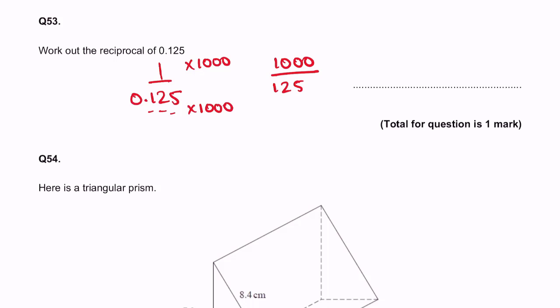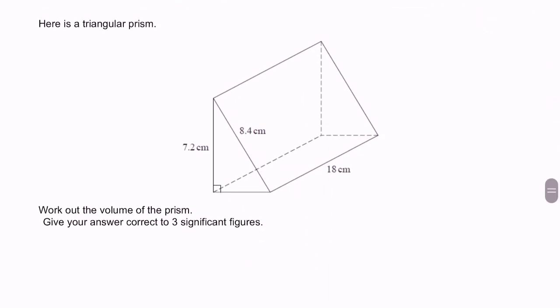125. Now we need to simplify this fraction. A good way to simplify a fraction is to press the fraction button on your calculator, type in the fraction and press equals, and that will give you the simplified answer. Or 1000 divided by 125 is 8. Okay, and that's the answer. That's 1 mark.